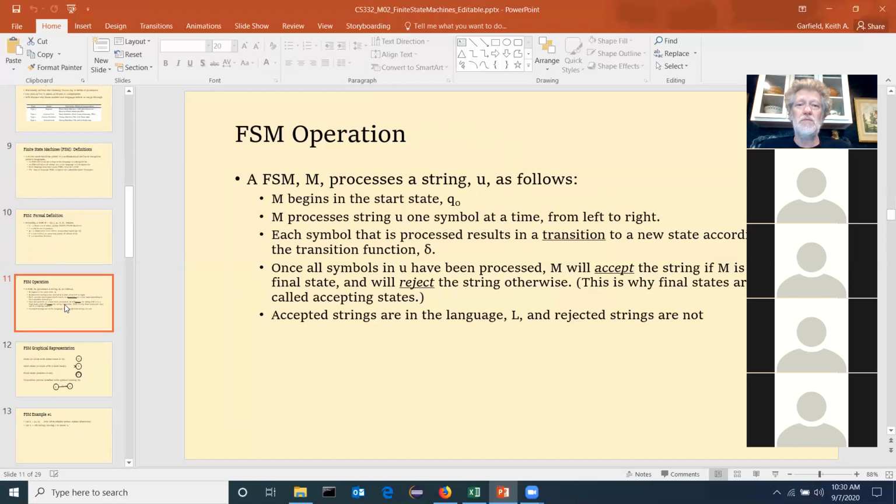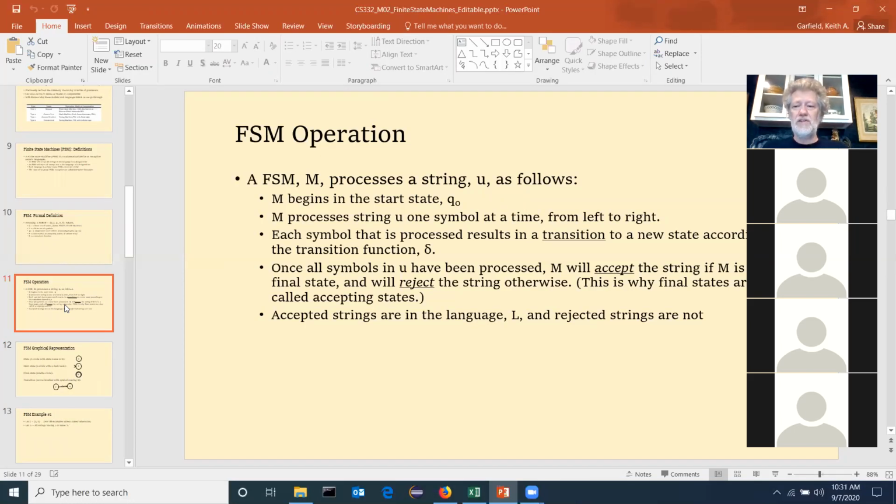So if the machine was built correctly, every string that is in the language, when you process it, you start at Q0 and you'll end up in one of the final states. And if the machine was built correctly and you feed it a string not in the language, you start at Q0 and you end up in some state that is not a final state. So again, some people will call the final states accepting states.